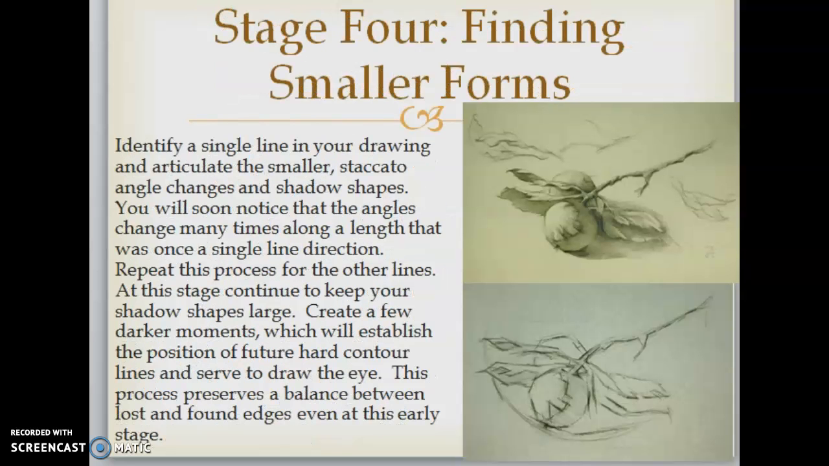Stage 4, finding smaller forms. So identify a single line in your drawing and articulate the smaller staccato angle changes and shadow shapes. You will soon notice that the angles change many times along a length that was once a single line direction. Repeat this process for the other lines. At this stage, continue to keep your shadow shapes large. Create a few darker moments, which will establish the position of future hard contour lines and serve to draw the eye. This process preserves a balance between lost and found edges even at this early stage.